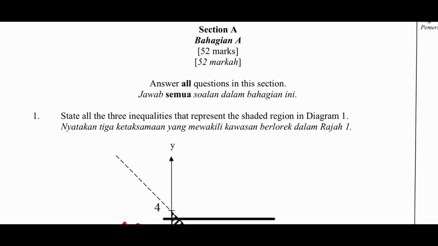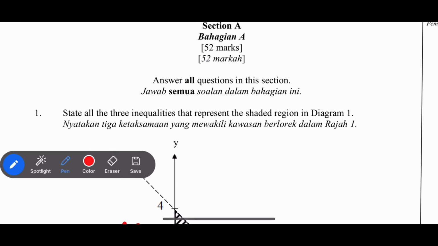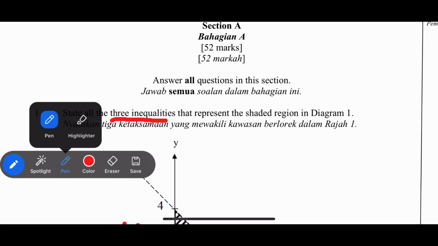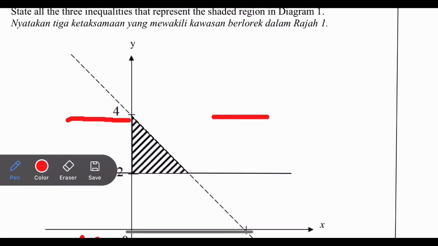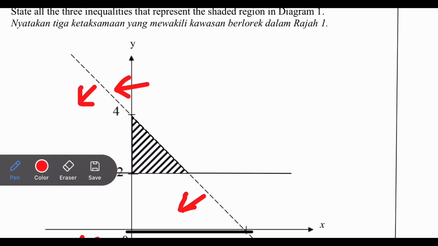Number one, you must really understand the question. Question number one is actually giving you a diagram. For HOTS questions, they like to start with a diagram. State all three inequalities. So you have to find the equation for the line which I dotted with a red arrow.